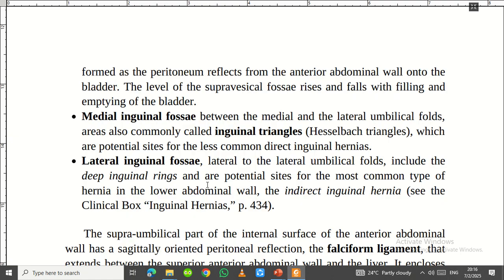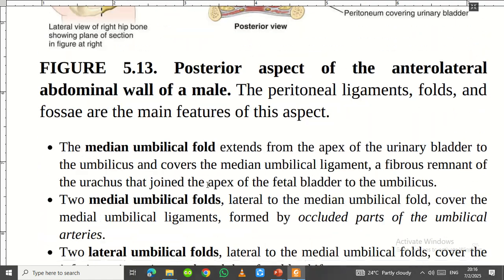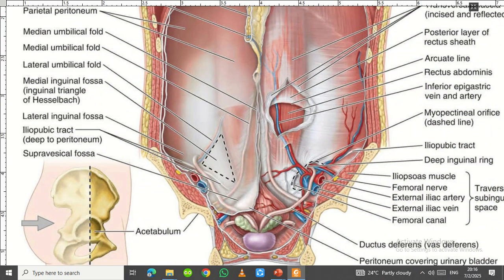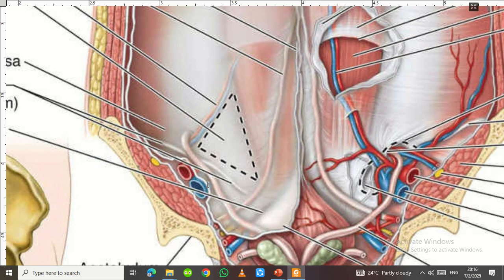So let's try it over again. This is the base, made by the inguinal ligament. The medial border is made by the linea semilunaris, or the edge of the rectus abdominis. The lateral border is made by the lateral umbilical fold, which is the inferior epigastric vessels. This is a common site for direct inguinal hernia, which is less common.